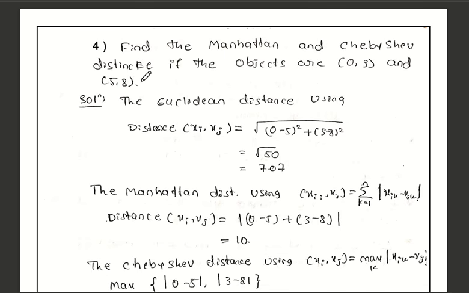It is a very simple numerical problem you can solve easily. Here you need to know the Euclidean distance formula and you need to subtract. So let's take this one as x1 and this one as x2, however you can take, but you need to subtract x with x and y with y. So the root of (0 minus 5) whole square plus (3 minus 8) whole square, you will get root of 50. If you simplify this, you will get 7.07.